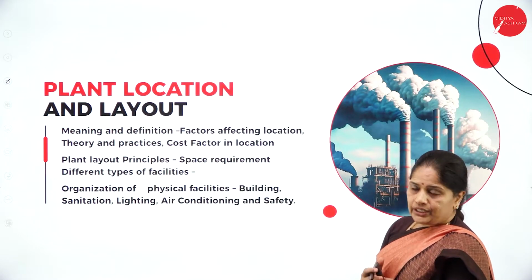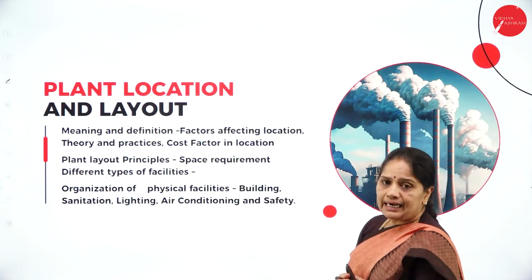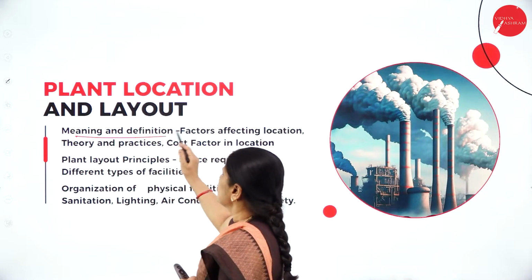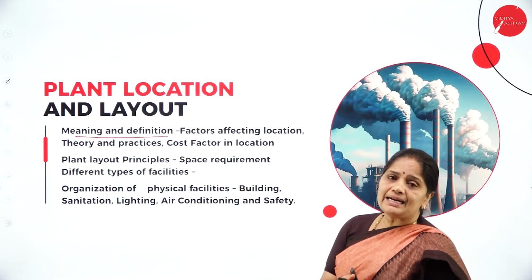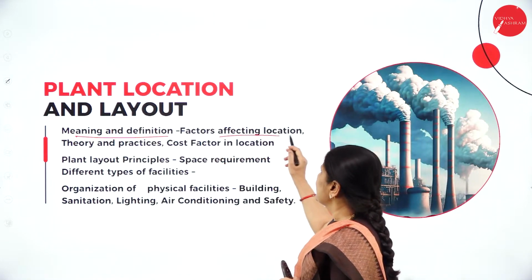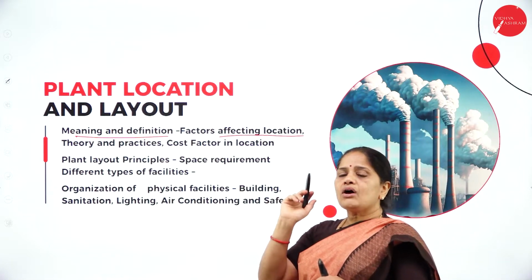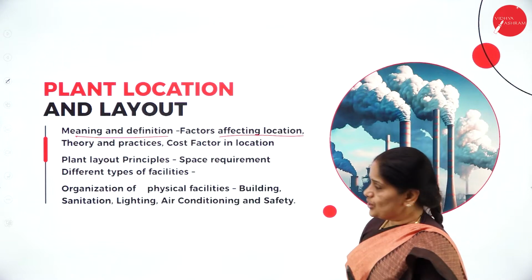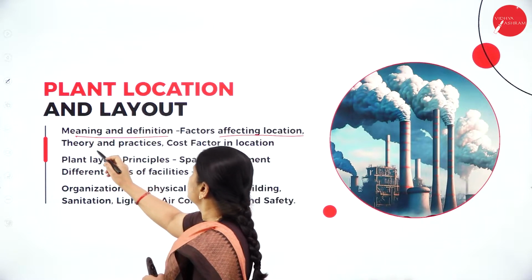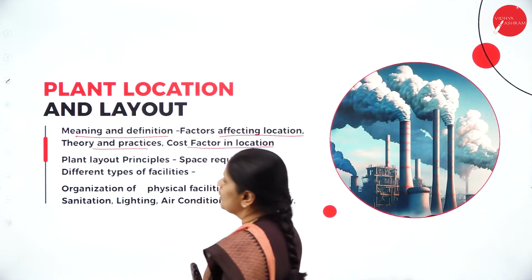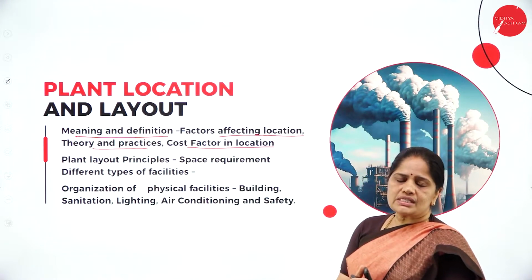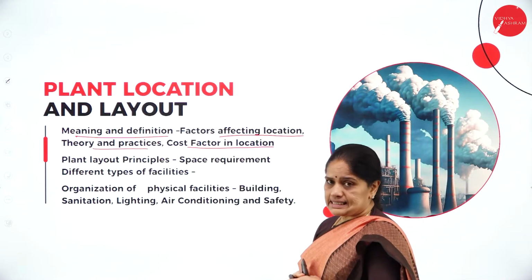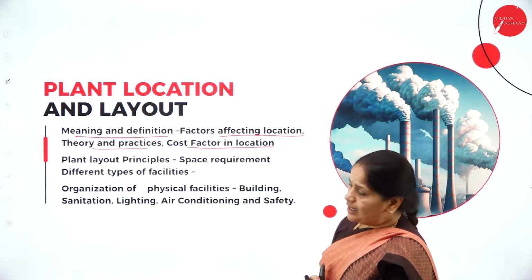Next, in Unit 2, we have the plant location and layout. In this, we have the meaning and definition of plant location, and the factors affecting location. Before you decide on the plant location, what are the various factors which will influence your decision? Then theory and practices, cost factor in location. What are the various theories which support the plant location, and also what are the practices which are already in existence, and also the cost factor in location.